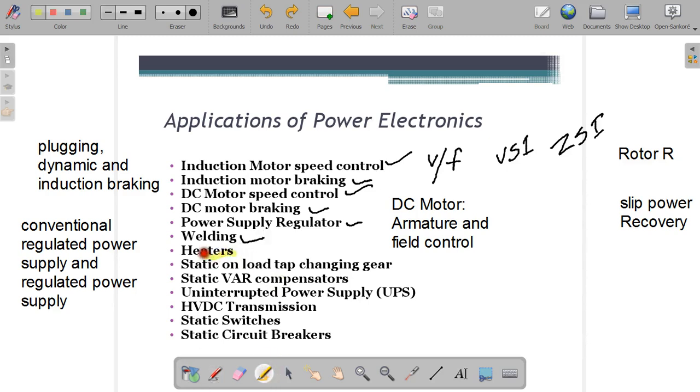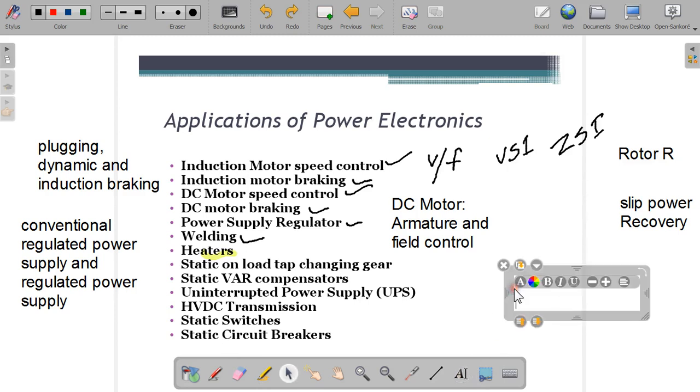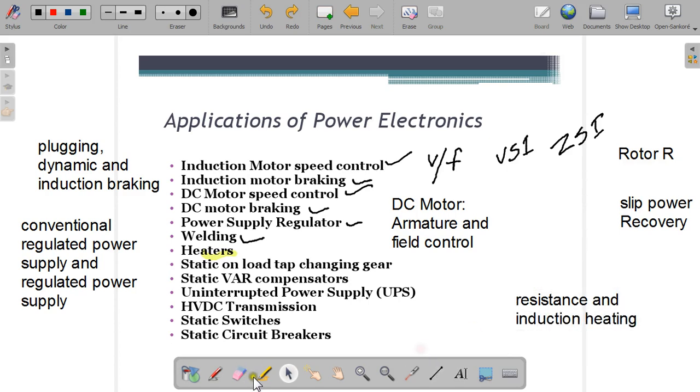Now the next application is heaters. There are two types of heating that are done with the help of power electronics equipment. They are resistance heating and induction heating. Resistance heating is done with the help of metallic conductors, non-metallic conductors such as carbon tubes, liquids, and the power electronic equipment named AC chopper.